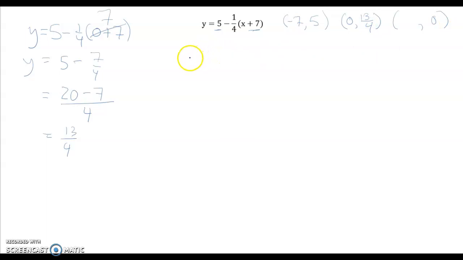When my y is 0, I just have a little bit of solving to do. But I definitely don't want to distribute this through, because then I'm left with more fractions that I really don't want to deal with, and I don't have to deal with. So first thing I'm going to do is subtract 5.